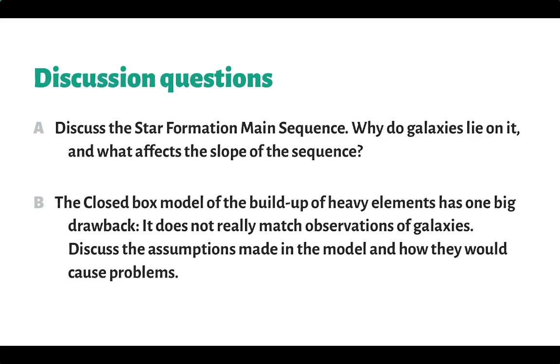Question B says, the closed box model of the buildup of heavy elements has one big drawback. It does not really match the observation of galaxies. Discuss the assumptions that are made in this model and how they could cause problems for the realism of this model.